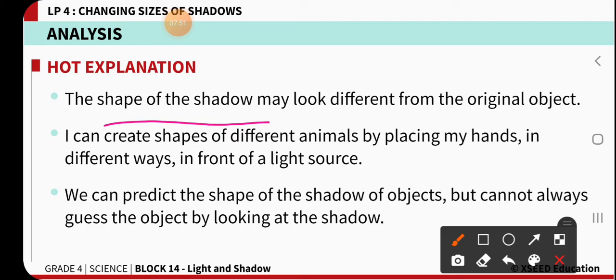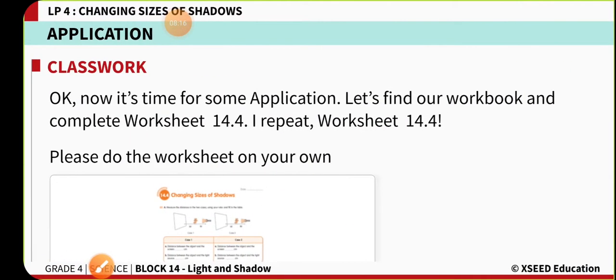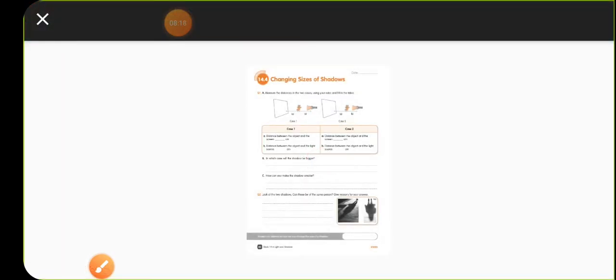Yes, and we can even create different animal shapes with the help of fingers, with the help of hands. Okay, that means with the help of the shadow we are unable to get perfect information about the objects. Okay children, so now let us complete the worksheet part.